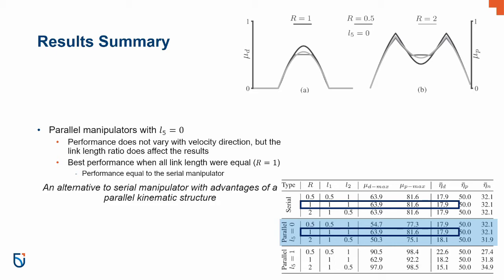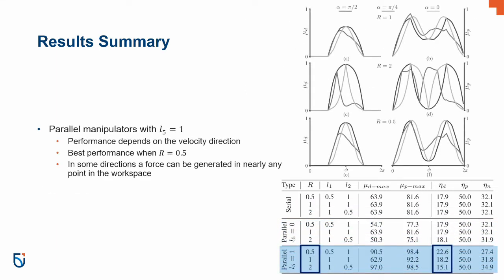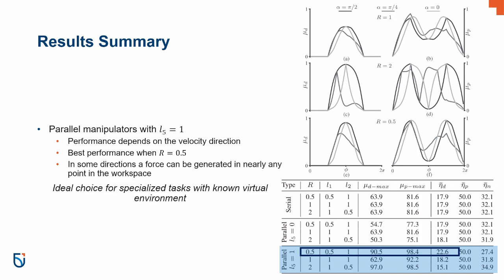parallel kinematic structure. Finally, the performance of parallel manipulators with base link length of 1 varies wildly depending on both the direction of velocity and the link length ratio. Of the manipulators modeled in this paper, the one with first link shorter than second link performs the best, as in some directions it can generate the desired force in nearly all parts of its workspace. As a result, this type of manipulator is best suited for specialized applications where the user moves primarily in one direction. The approach proposed here can guide the design of passive haptic devices.